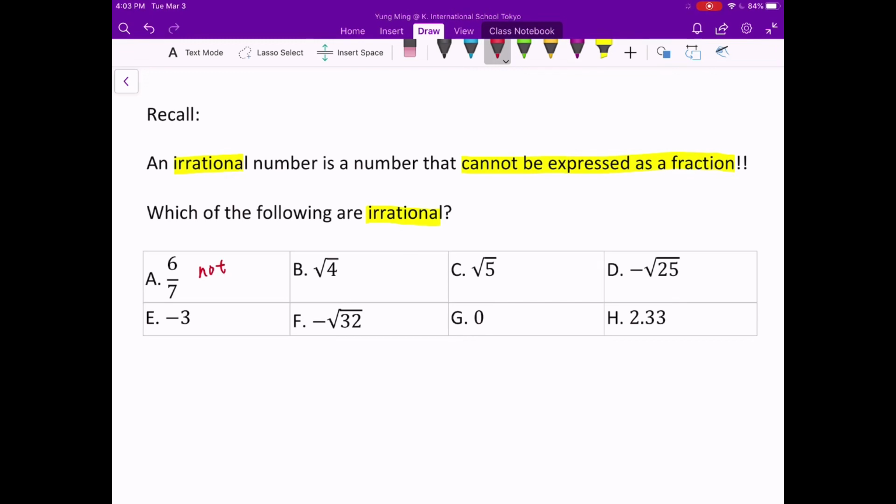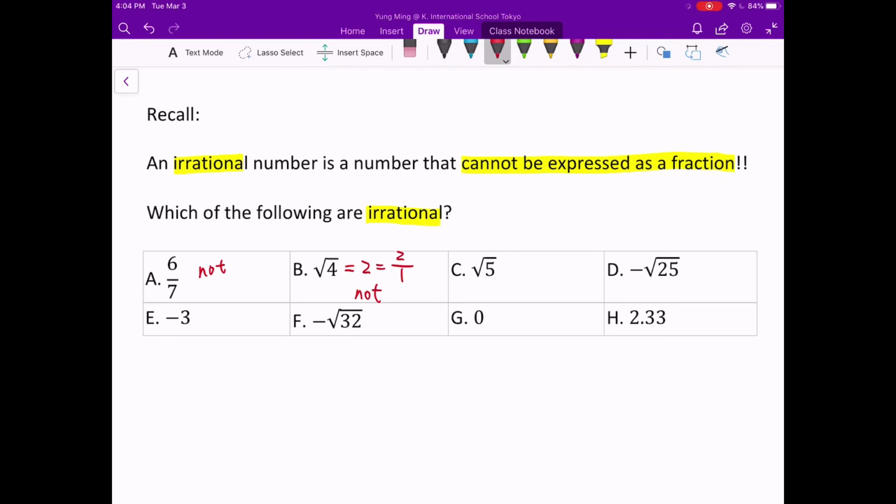This is what we call rational. If you're not irrational, then you are rational. If you're not a bad person, then you're a good person, that kind of sense. The next one: can it be expressed as a fraction? If it can, then it's not irrational. Root 4 is actually 2, and 2 can be written as 2 over 1. So you're actually not that bad. You're not a bad guy.